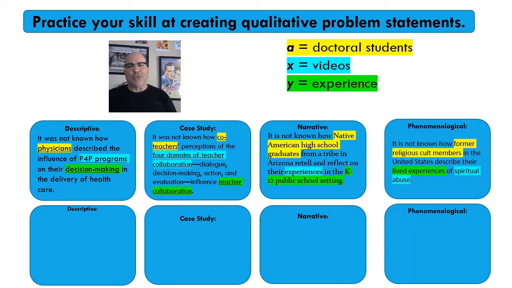Okay, so let's practice your skill at creating qualitative problem statements. Let's start with descriptive. I'm going to give you 5 seconds to look at what we did and assume that we're now looking at doctoral students and how they see or how they experience my videos on their experience. So those are the elements of your problem statement for qualitative descriptive. So I'm going to give you 5 seconds to try your own hand at creating your qualitative descriptive problem statement. So go.